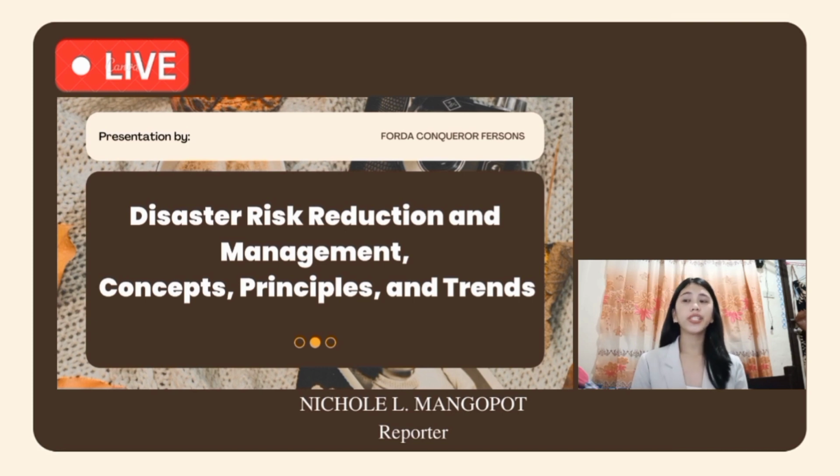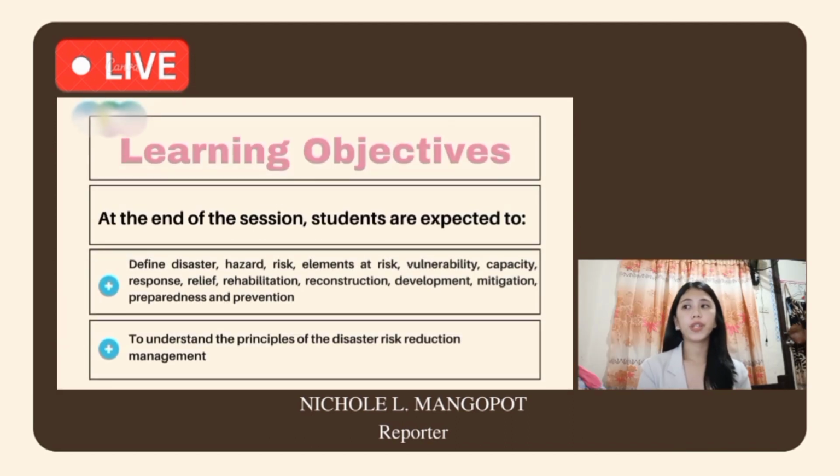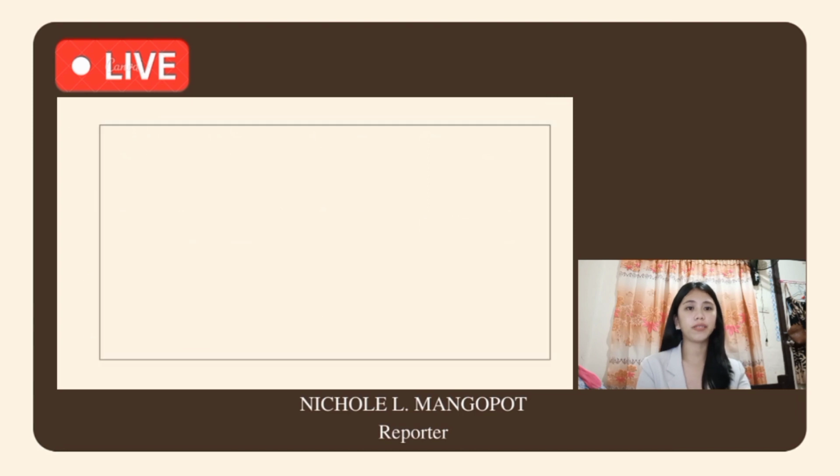So our topic for lesson 3.1 is about disaster risk reduction and management: concepts, principles, and trends. Moving forward to the learning objectives of this lesson, at the end of the session, students are expected to define disaster, hazard, risk, elements at risk, vulnerability, capacity, response, relief, rehabilitation, reconstruction, development, mitigation, preparedness, and prevention. And the second one is to understand the principles of disaster risk reduction and management.